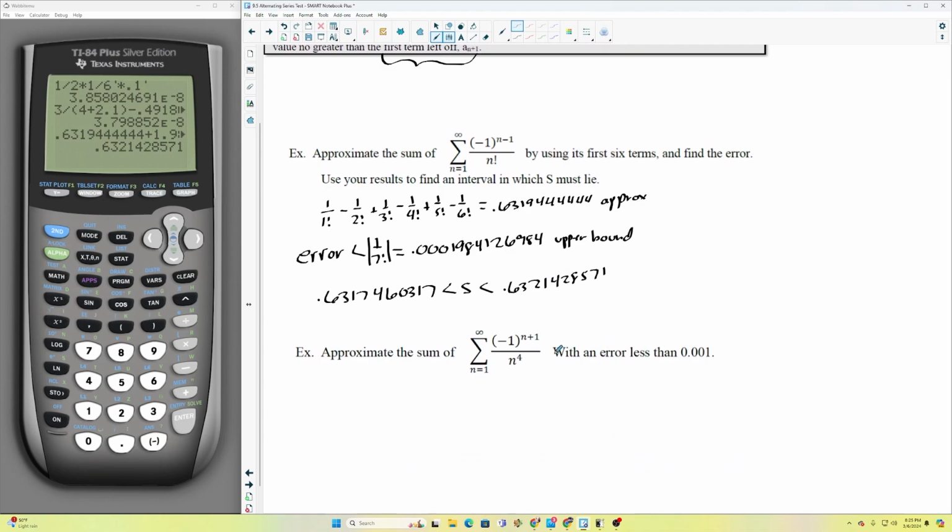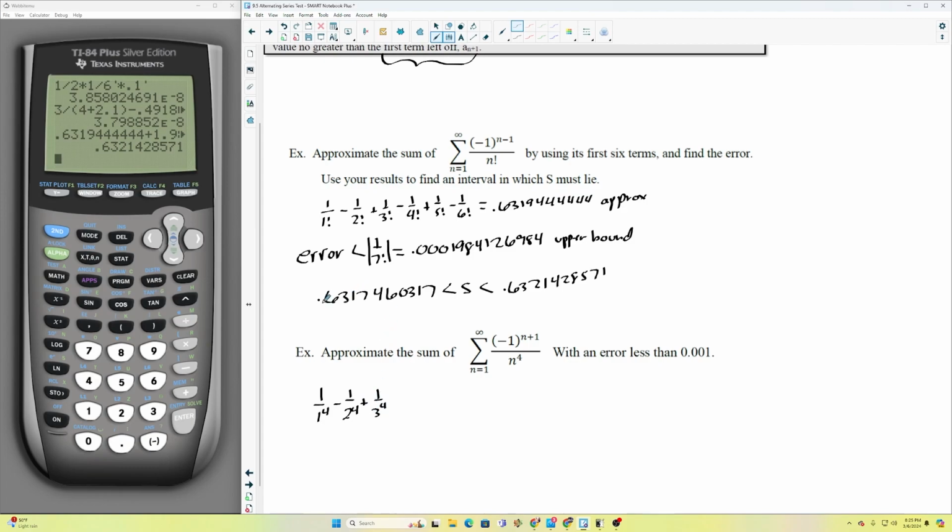Approximate the sum of this with an error less than 0.001. Well, if we plug 1 in, that's going to be a positive. So 1 over 1 to the 4th, of course, is 1, minus 1 over 2 to the 4th. Let's go one more. Plus 1 over 3 to the 4th.